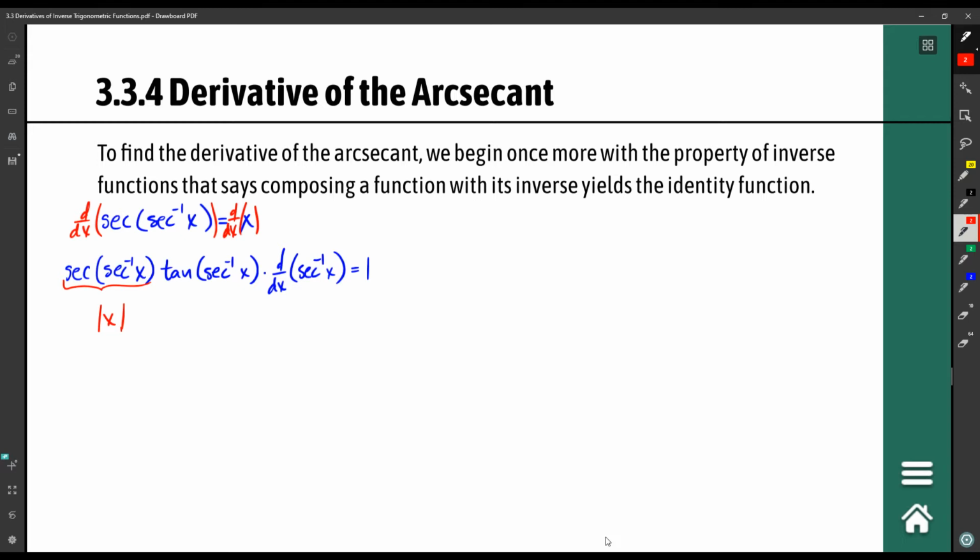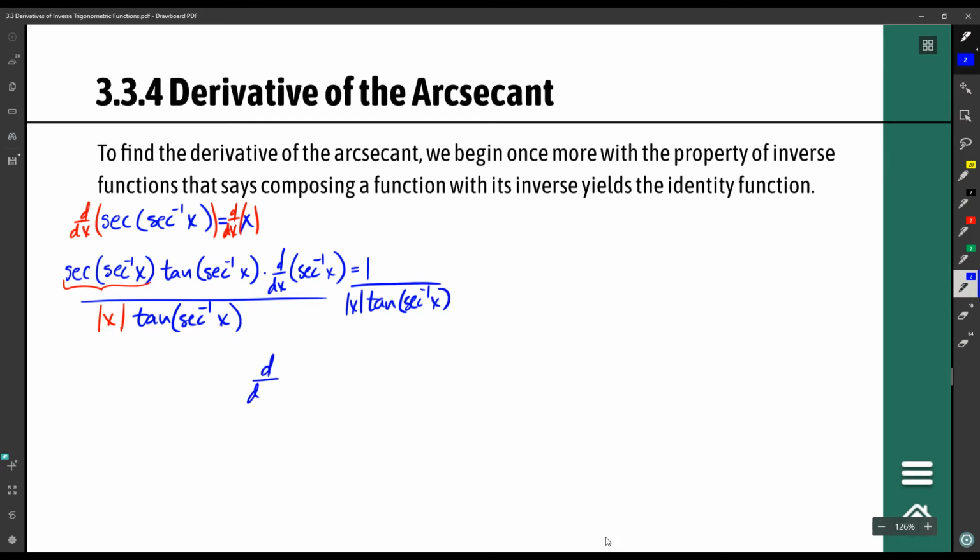This input could be both positive or negative input for x, and you can see that by looking at the graph of the inverse secant. So we're going to divide by that and this tangent of the secant inverse of x on both sides. So then we're going to divide here also by absolute value of x, and then tangent of the inverse secant of x. Okay, so now we almost have a rule.